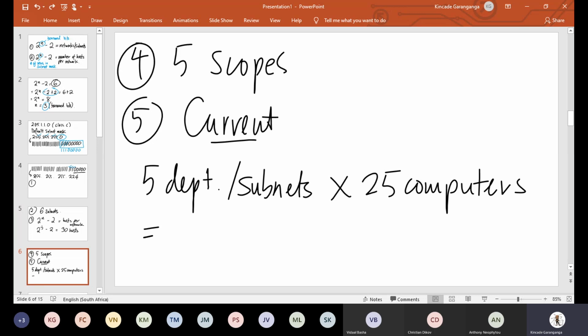We've got 125 computers. All right, so that's what we currently have. So we want to look at a 25% growth process.